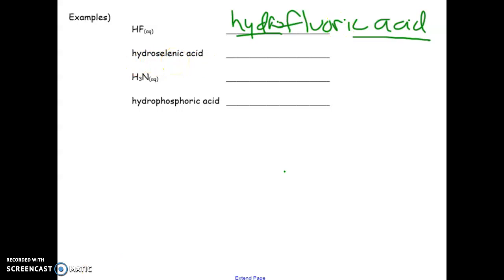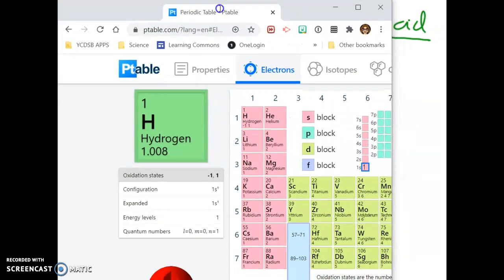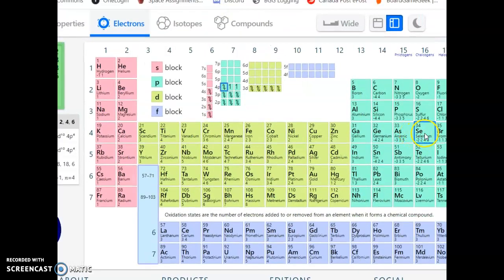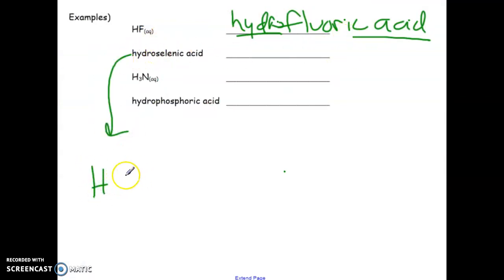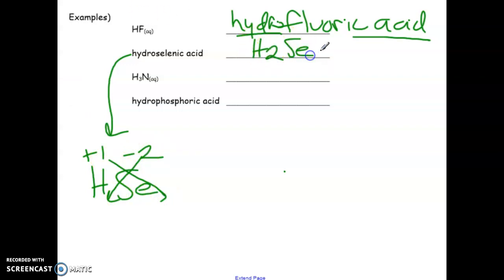Hydroselenic acid, right? So if we look at our periodic table, that is selenium. Let me pull up my ptable.com so we can look at this. Okay, so selenium is right here. Selenium is in the same group as oxygen, so it has a charge of -2 when it is an ion. So this is going to be essentially crisscross rule. So I'll do the work down here so we can see this, right? So H and then Se, +1, -2. So the 2 will come down beside the hydrogen. So this should be H2Se, and of course we need the AQ.